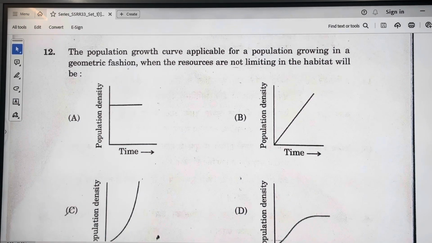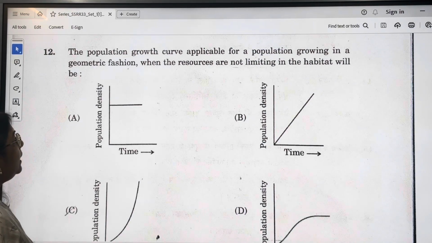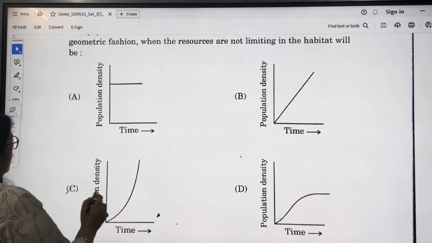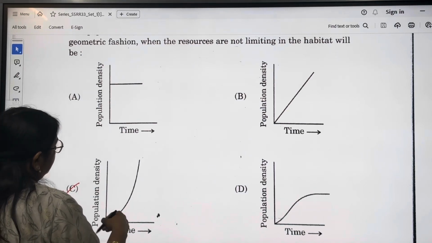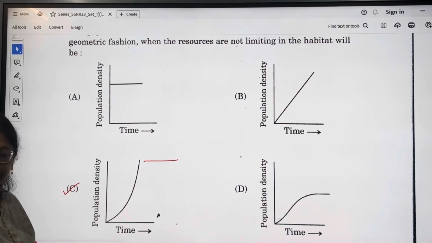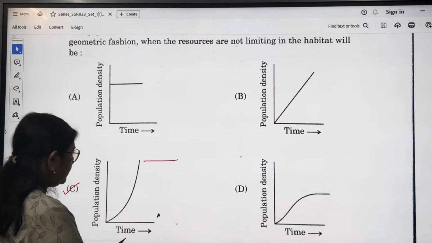The population growth curve applicable for a population growing in a geometric fashion when the resources are not limiting in the habitat will be... We are talking here about the exponential curve. So, this is the correct answer, exponential curve, and here the resources are unlimited. Next question.